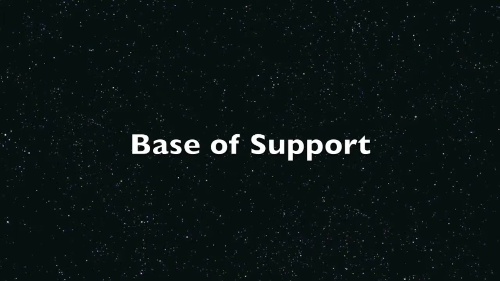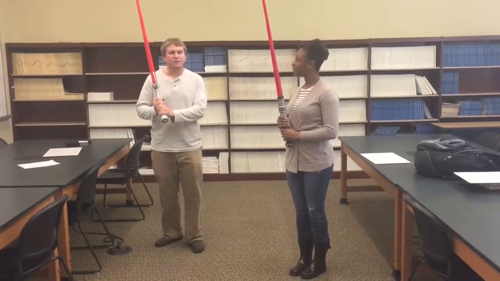The base of support is the area enclosed by the outermost edges of the body in contact with the supporting surface. Center of mass is the point around which a body's mass is equally balanced in all directions. It determines the manner in which the body responds to forces. We must add more base of support.